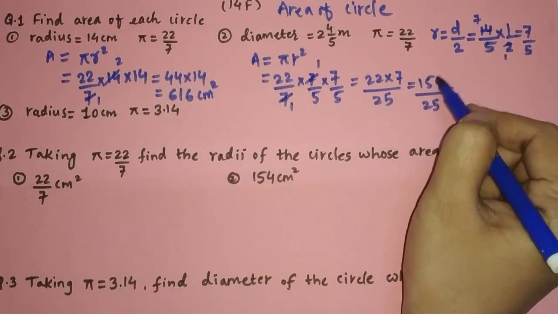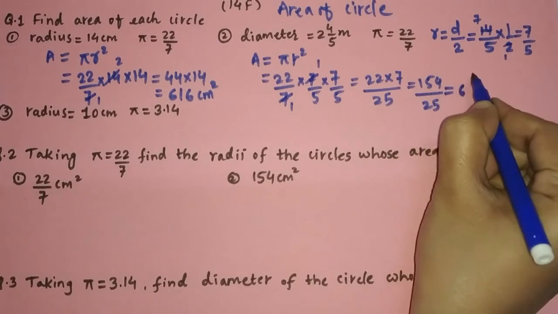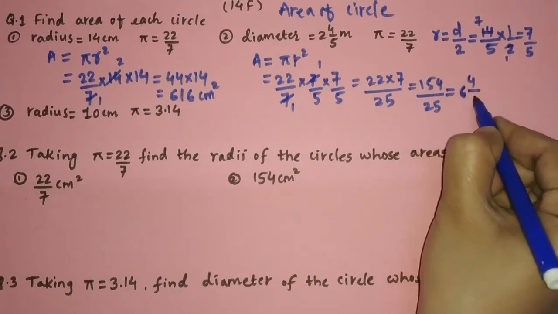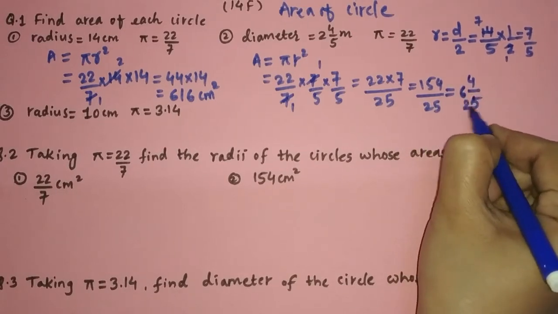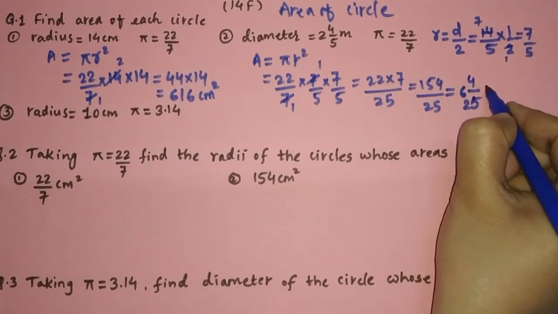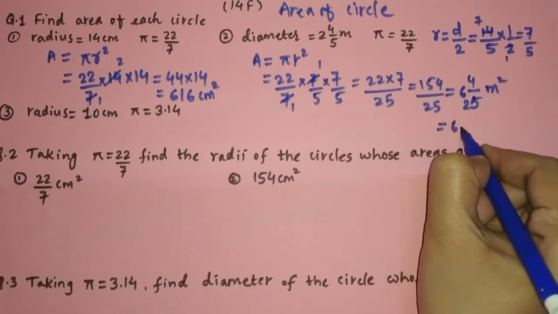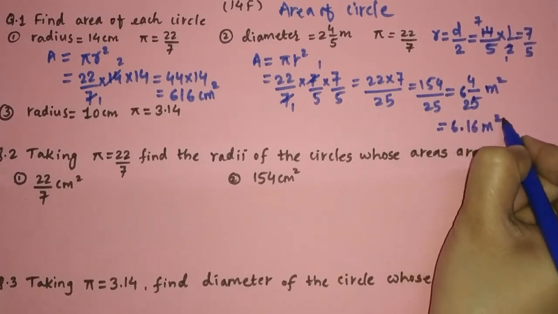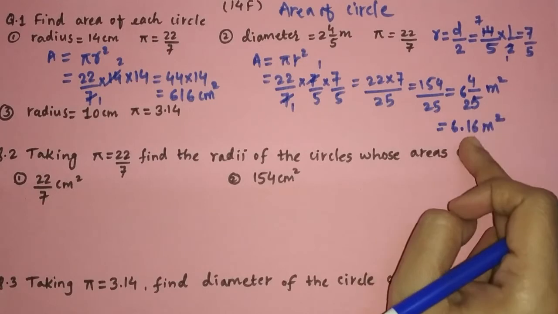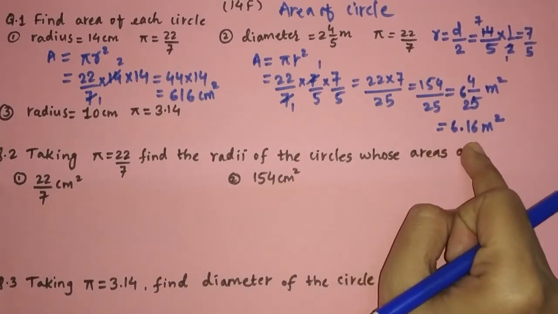If we simplify it, we'll get in integer: 25 6s are 150, 4 remain, that is 25. So 6 integer 4 by 25, sorry, it is in meter square. But if you want in decimal, you can take 6.16 meter square. This is in improper mixed fraction and then it is in decimal.